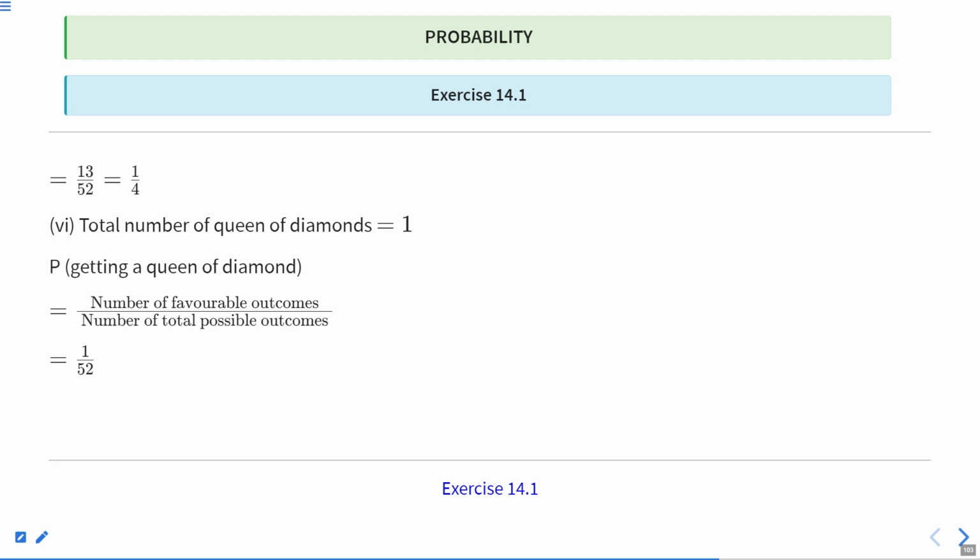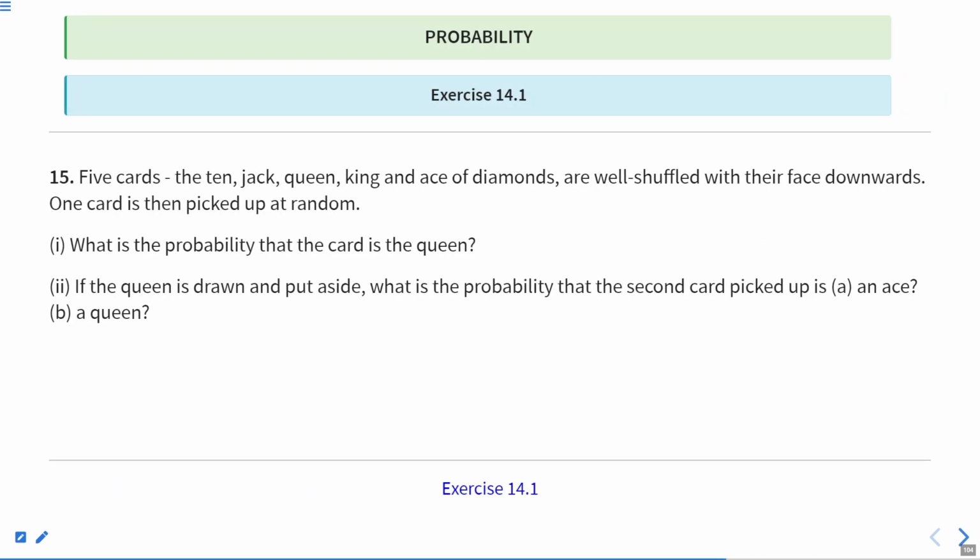So we know total number of queen of diamonds is equal to 1. Okay, so probability of getting a queen of diamond is equal to number of favorable outcomes divided by number of total possible outcomes, and this is equal to 1 by 52. Okay, so now let us move to next problem.